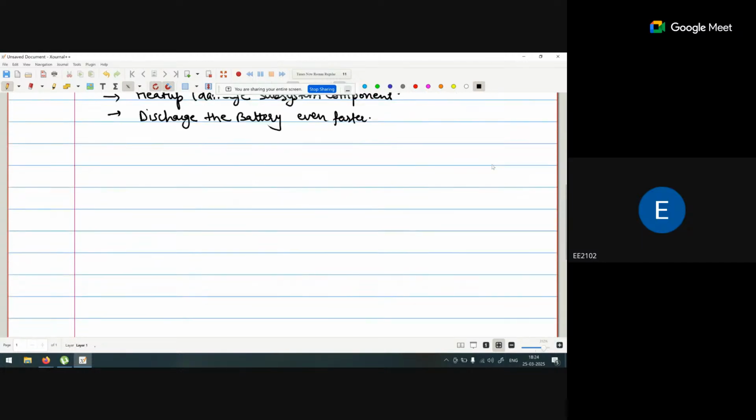Now, for this condition, we require an LDO. LDO is low dropout voltage level. Okay, low dropout. So this is the only solution for this.